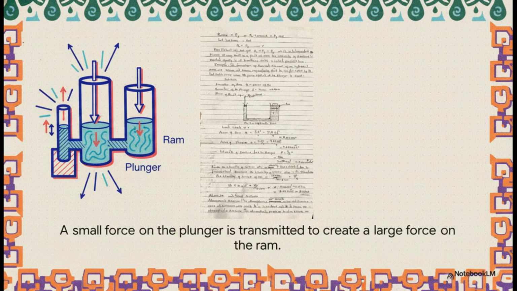Here's how it works. You push with a little bit of force on this skinny little piston. They call it the plunger. That creates pressure in the fluid. And thanks to Pascal, that pressure shoots through the whole system and pushes up on a much wider piston over here, the ram. Small push in, giant force out.